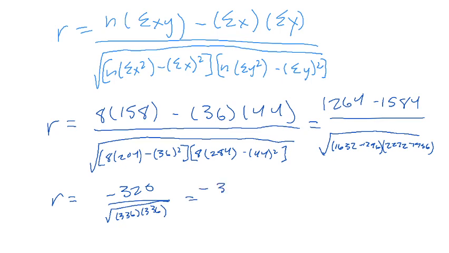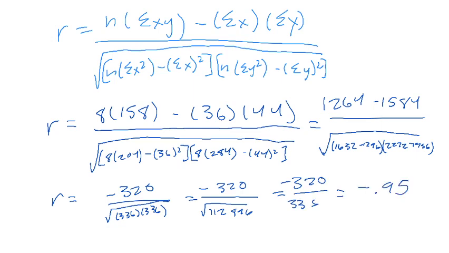So we got negative 320 all over the square root of a big number, 112896. However, since there were two of the same value going in here, we know that the denominator is 336. And what do we get? We get negative 0.95. That's our final R value. So how do we describe this one? Well, it's pretty strong, and it's negative. So this is a strong negative correlation.